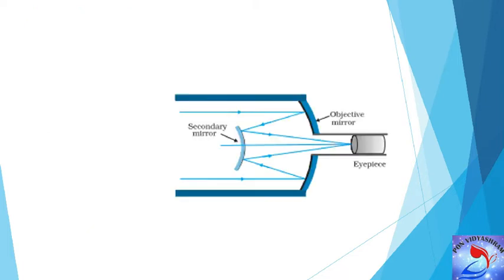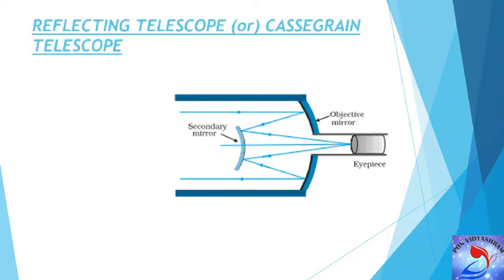The next type we have is the reflecting telescope, or sometimes it is called the Cassegrain telescope also. It is just going to be the opposite of a refracting telescope. When I say reflecting itself, you should have come to the conclusion that we are going to use only mirrors. It's a very simple mechanism. We will be using mirrors in this. A concave mirror will be used in this reflecting telescope. So we have an eyepiece, an objective mirror and a secondary mirror.